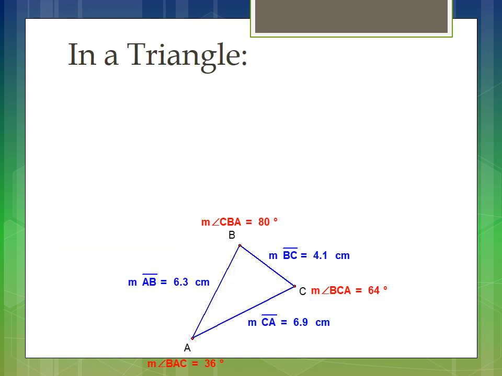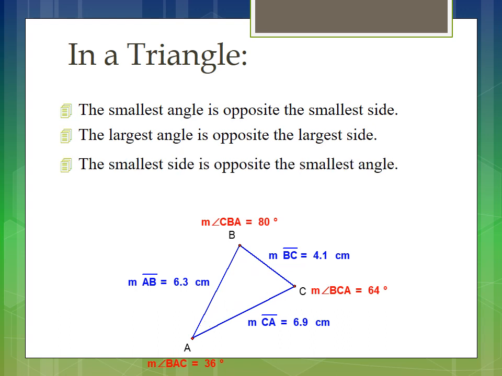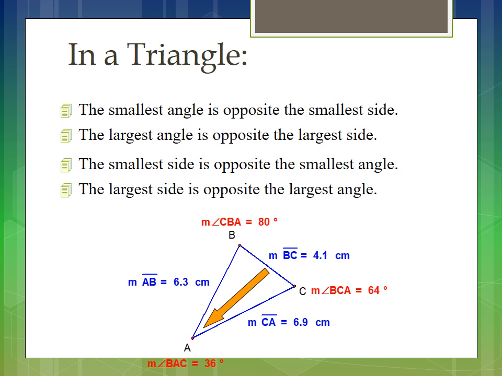In a triangle, the smallest angle is opposite the smallest side. The largest angle is opposite the largest side. The smallest side is opposite the smallest angle. The largest side is opposite the largest angle.